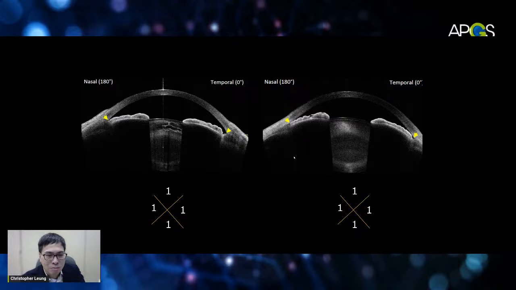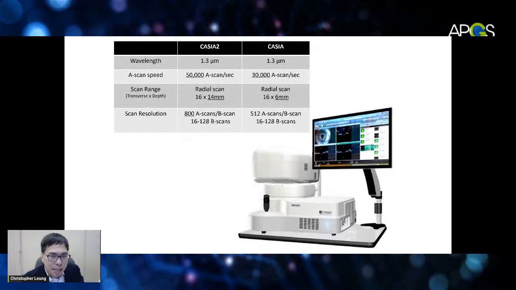This is a two-case example demonstrating the point I just mentioned. We have two eyes here, and the angles we graded were all one, but you can appreciate there are different degrees of angle narrowing. Here on the eye on the right-hand side, you see ITC, the contact of the peripheral iris to the TM, but for the other angles there are different degrees of narrowing, which we can't really differentiate just based on gonioscopy. We have a better tool now.